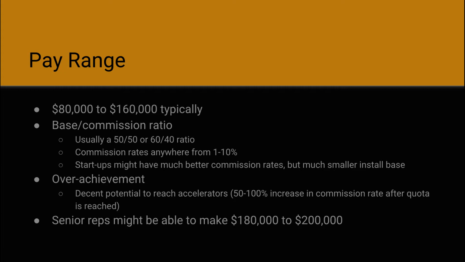So if you reach over your quota, you might get a 25% increase in commission. So if your commission rate is 10%, you might get a 12.5% commission rate. If you get double your quota, then you might reach a 100% increase in commission. So you might be paid at a 20% commission rate. So that could actually get you into the couple $100,000 a year range if you have a really good year.